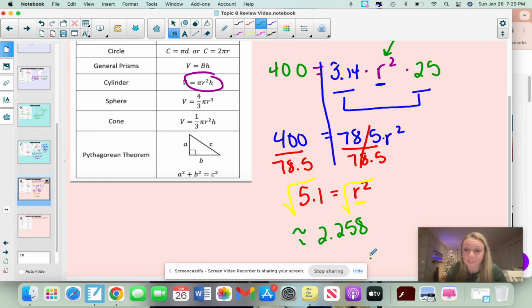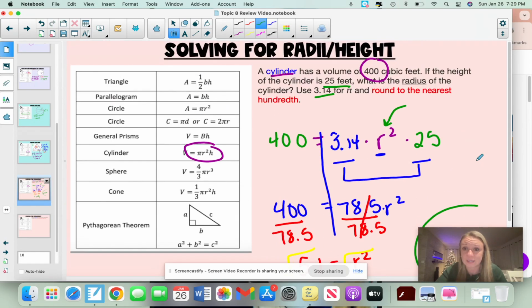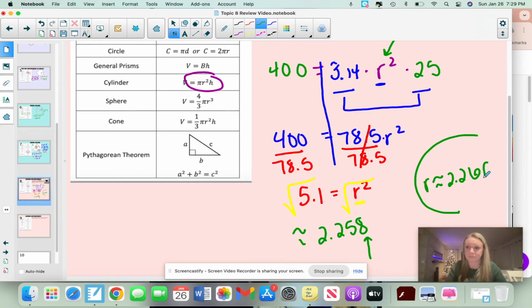So that means I have to look at the third decimal place to know what to do. The 8's going to tell the 5 to move up. So your final answer, I'm going to finish it up here, is going to be your radius is about 2.26 feet. And there you go. Okay, last one.